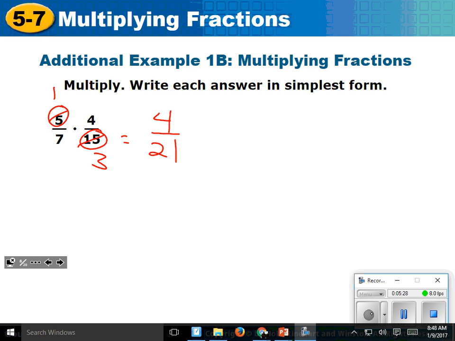Okay? Then we look at this and make sure what's the greatest common factor they have. Does 4 go into 21? Do they have any common factors other than 1? They don't. So this is in simplest form. All right.